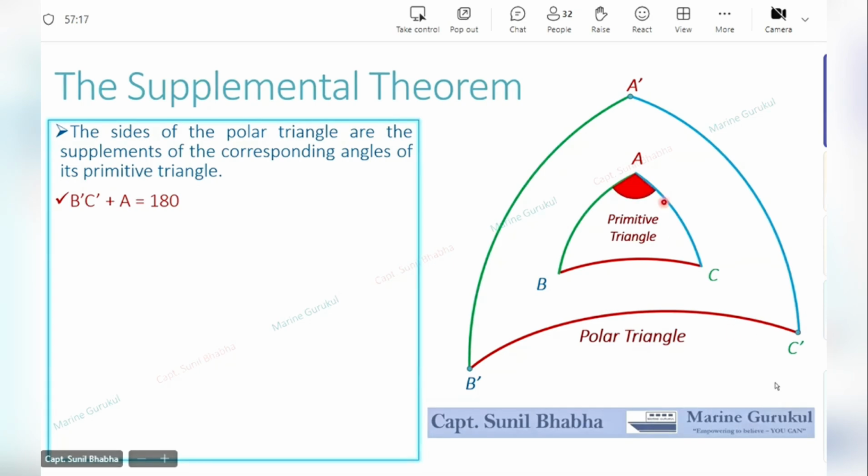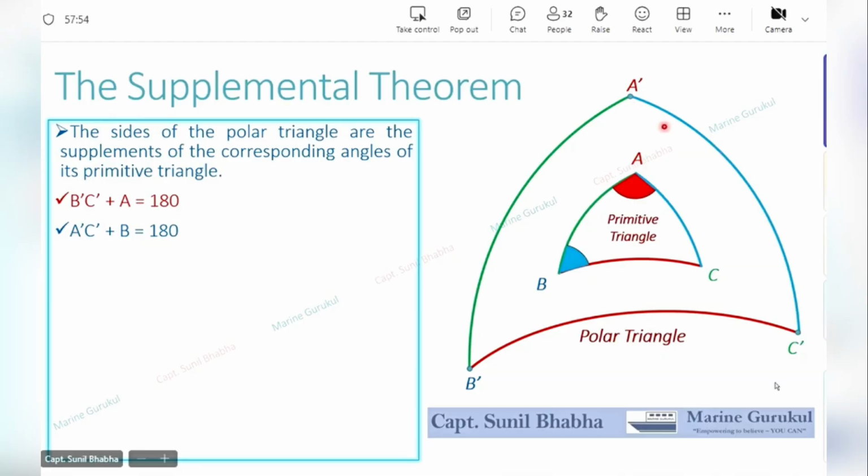So you can see this red color angle appearing in the diagram now. This red color angle A of the primitive triangle is the corresponding angle of side B'C' of the polar triangle. Now likewise, if you pick up the blue color side of the polar triangle, that is A'C', the angle corresponding to it in the primitive triangle is angle B. You can see angle B is opposite to side A'C'. It is represented in blue color, matching with the side A'C' of the polar triangle.